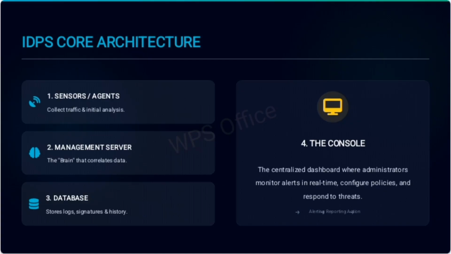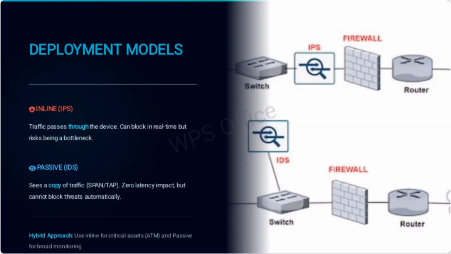Example: if a suspicious packet enters your network, the sensor sees it, the management server analyzes it, the database compares it with the known threats, and the console alerts the security team. This is how everything works together seamlessly.